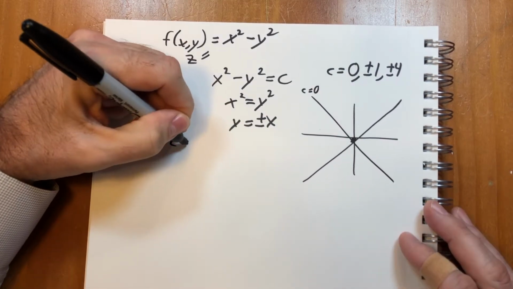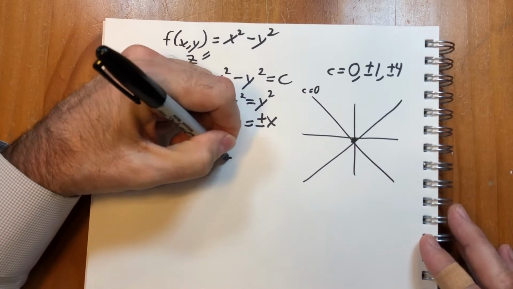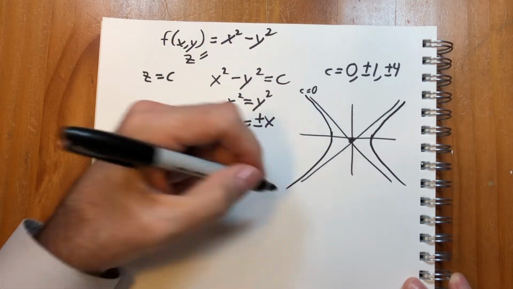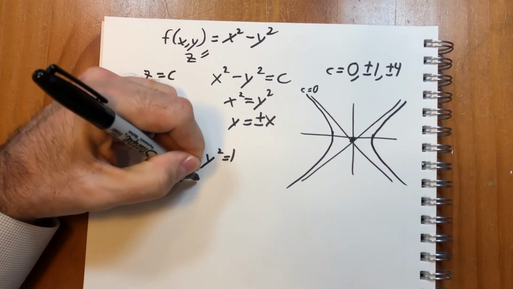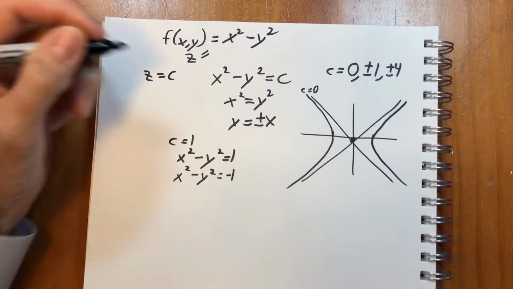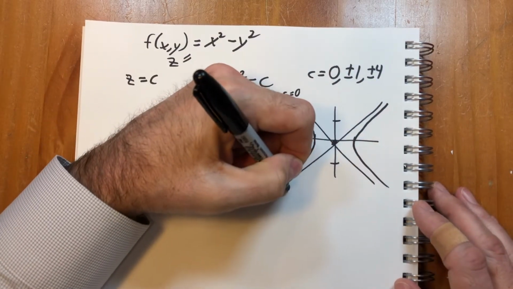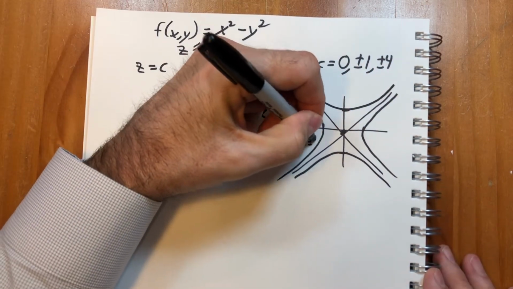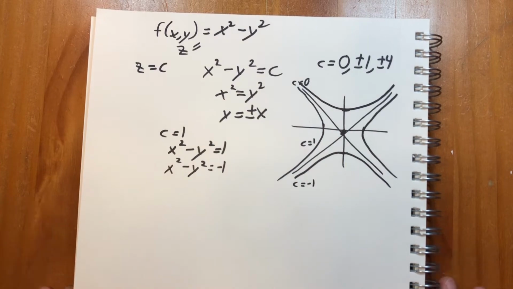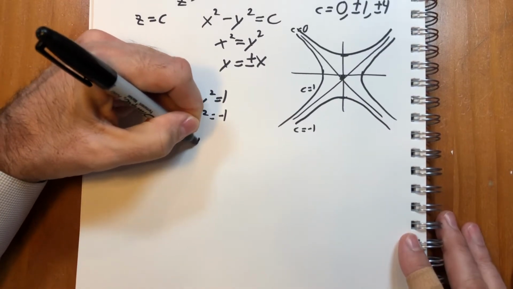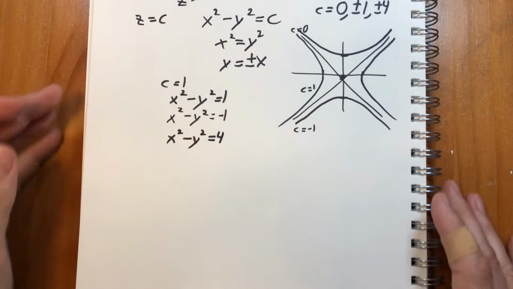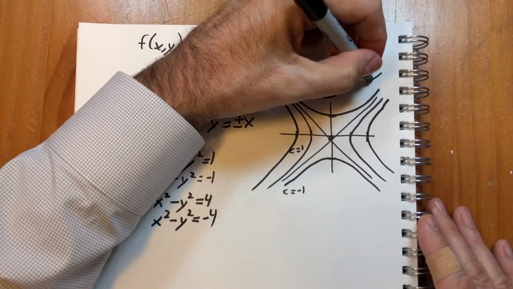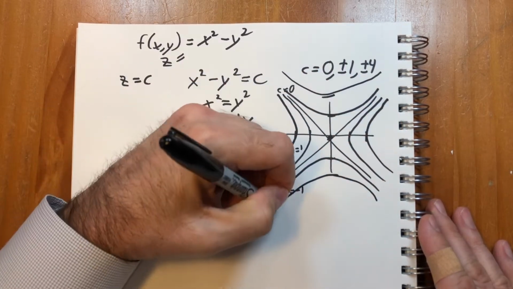Now, when c equals 1, we have that x squared minus y squared equals 1, and that is a hyperbola that passes through plus 1 and minus 1. And then if we have x squared minus y squared equals minus 1, we have a hyperbola that passes through the y-axis at plus 1 and minus 1. So this is c equals 1, c equals minus 1. And then if we do a couple more, if we have that x squared minus y squared equals 4, then that passes through the x-axis at 2 and minus 2. And if we have minus 4, it goes through the y-axis.